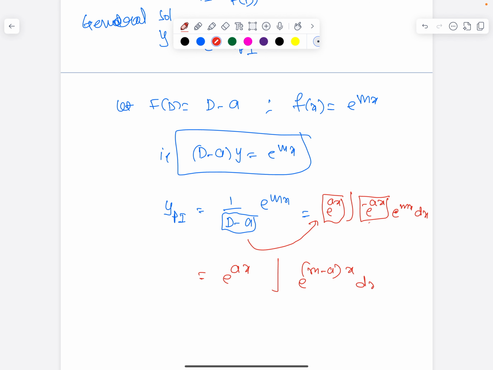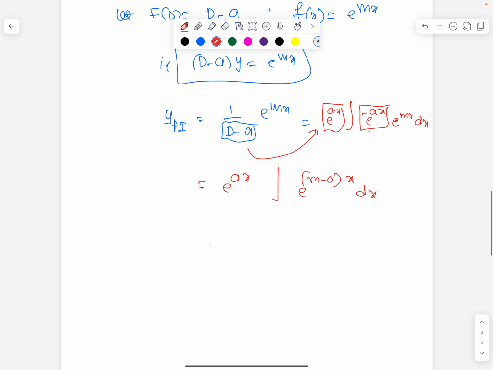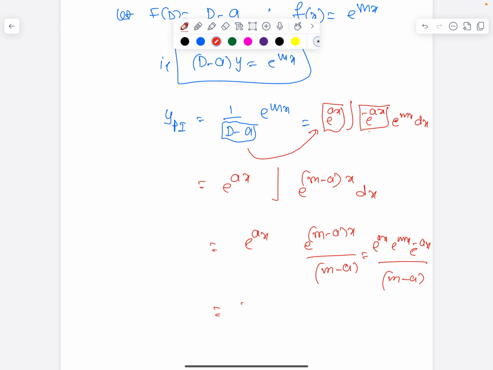and you know that integration of e^(mx) form only gives e^((m-a)x) divided by m minus a. And now further if you simplify this, e^(ax), e^(mx), e^(-ax) divided by m minus a, this eventually gives you e^(mx) over m minus a. So this is your yPI.